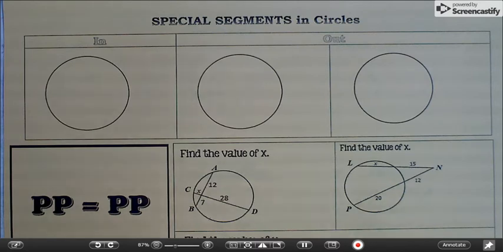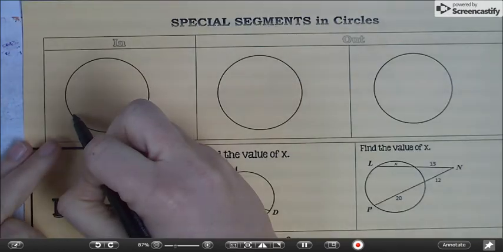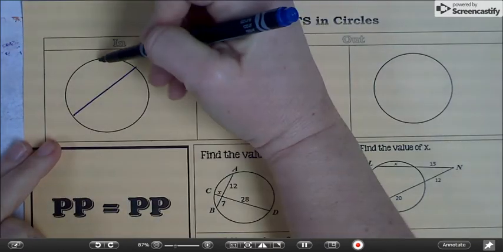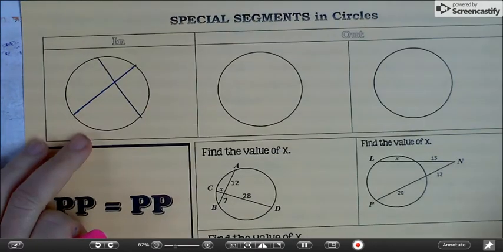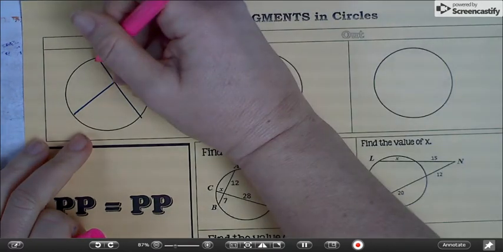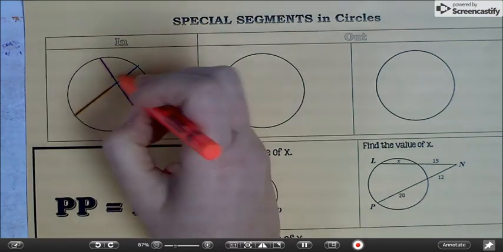So special segments in circles, there's going to be two main ways you're going to see it. You're going to see where the segments are totally inside the circle. So it's made of two chords. All right, so when you have that, each segment has two pieces. So there's the pink segment with two pieces and the orange segment with two pieces.